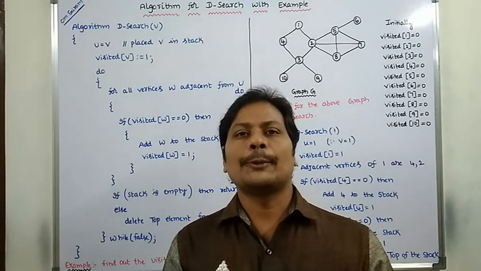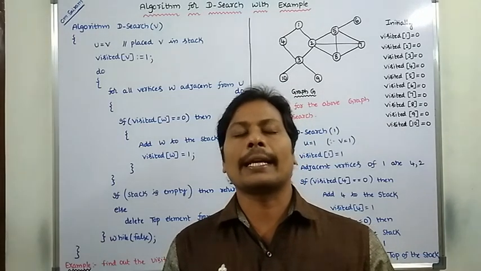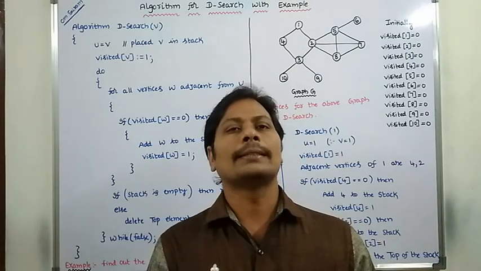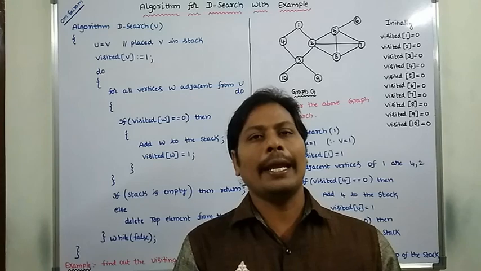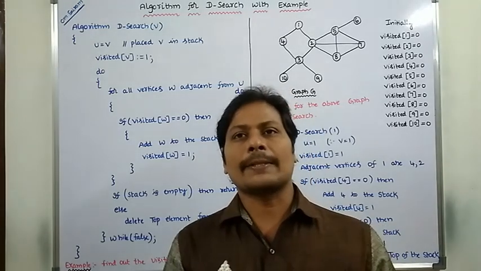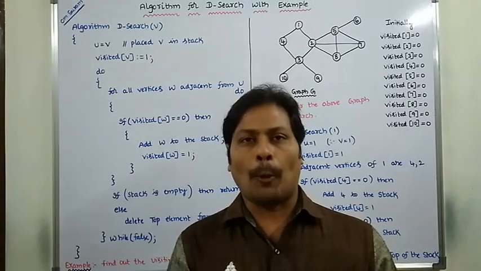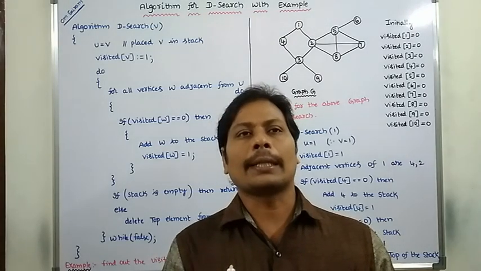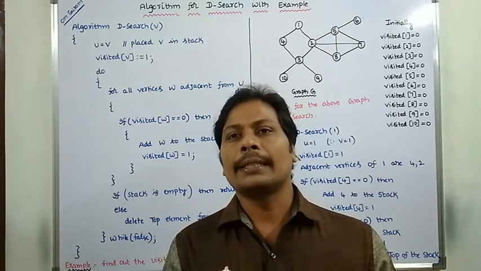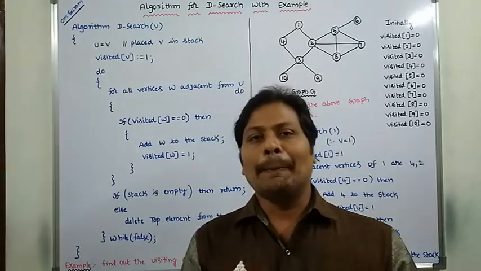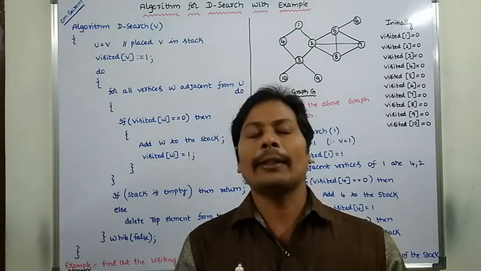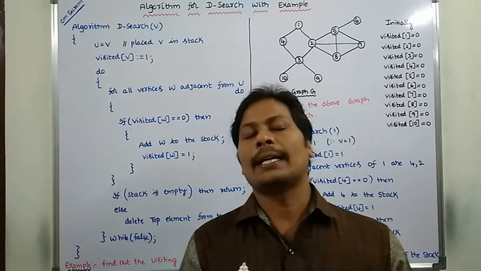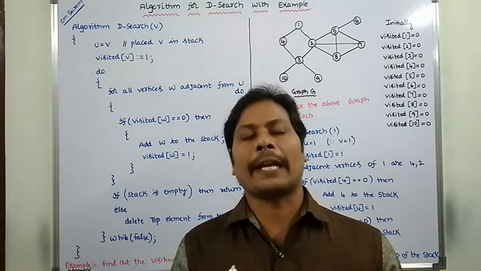Hi friends, today I am giving a lecture on the algorithm for D-search, that means depth search, in data structures with an example problem. It is one of the most important graph traversal techniques. Graph traversing means visiting all the vertices of the given graph exactly once. That is called graph traversing.